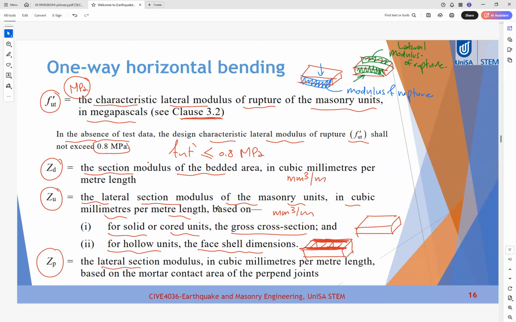ZB is the lateral section modulus, also in cubic millimeter per meter, based on the mortar contact area of the pre-bend joints. So we have three section moduli, ZD, ZU, and ZB, depending on the masonry unit, the bedded area, and the contact area of the pre-bend joints. In the example, we will see how to calculate each of them.